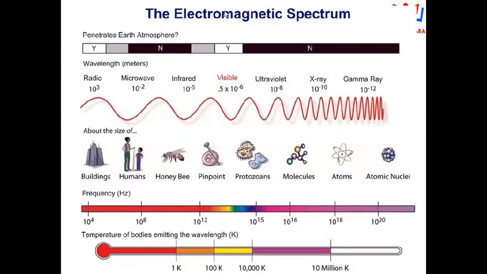Now consider some of the electromagnetic spectrums here. See the diagram. This is 10 cube, 10 power minus 2, 10 power minus 5. This is infrared technology. This is the visible range, 0.5 into 10 power minus 6. Ultraviolet, X-ray, gamma ray. So this is the spectrum.